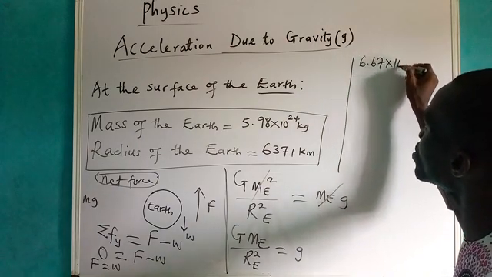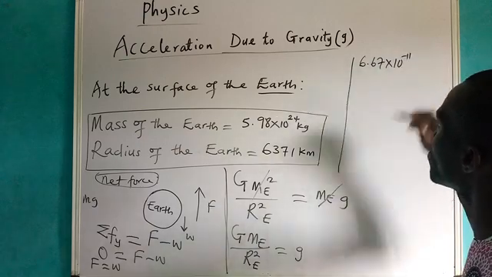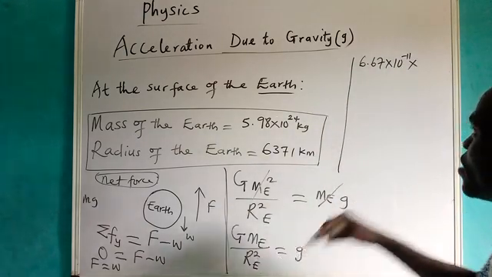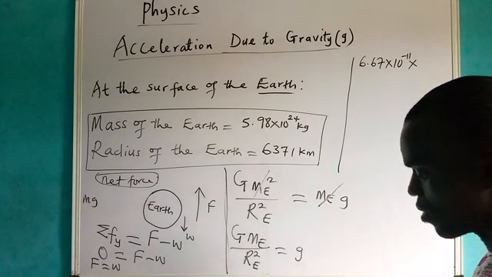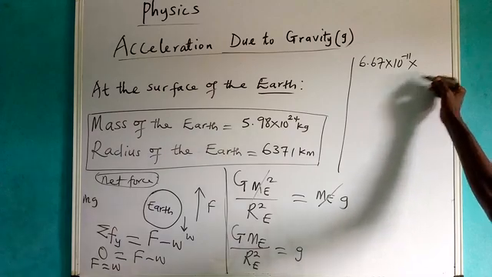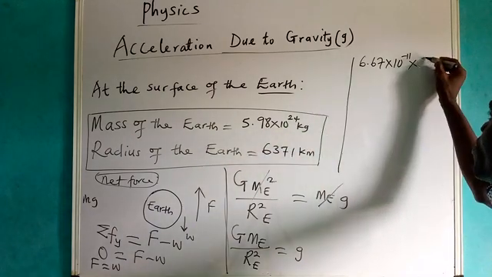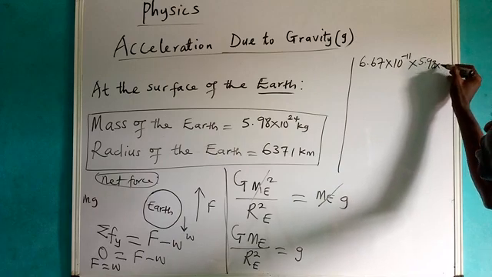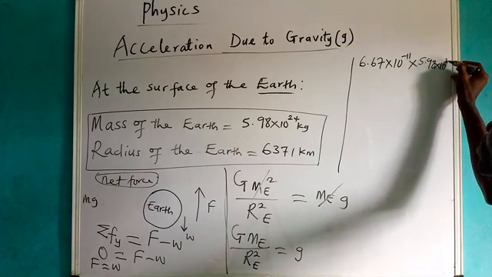6.67 exponent minus 11. Now what's our mass? The mass of the Earth, from what we have here, is 5.98 exponent 24.